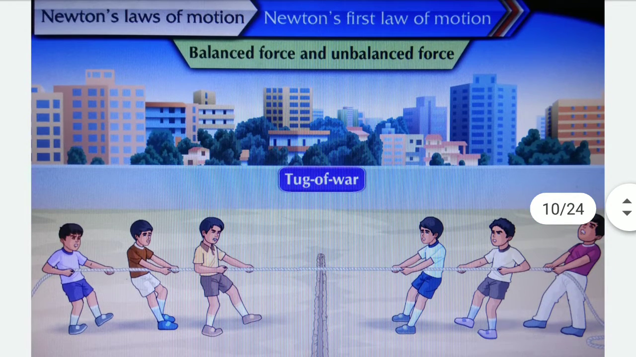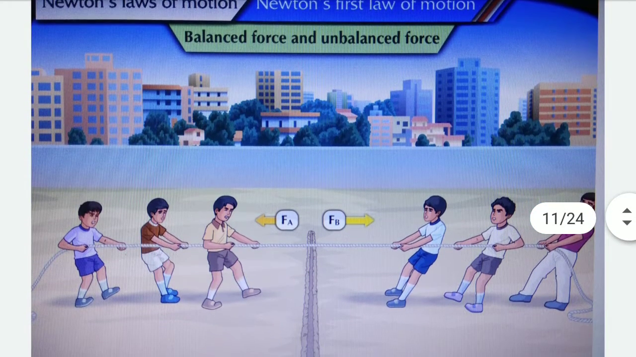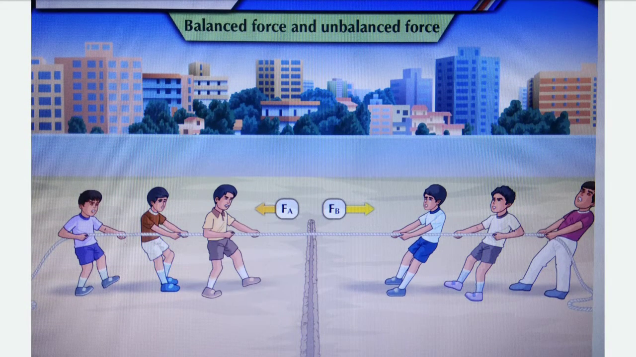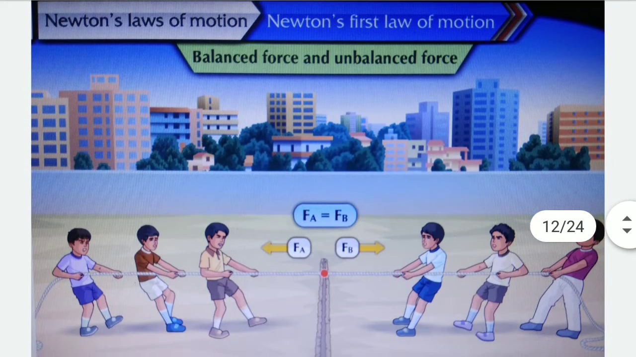Let us see another activity. You must have played tug of war. So long as the forces applied by both sides are equal, that means balanced, the center of the rope is static in spite of the applied forces. In this picture, the force applied by the right side is greater than the force applied from the left side. Here we can see that the force applied on both sides is the same.